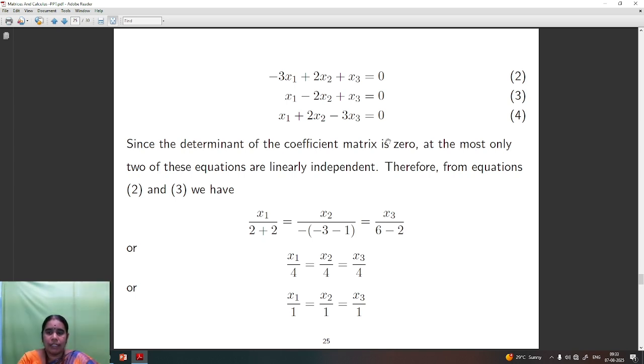In order to find this, we have to solve any 2 equations. So we can choose any 2 equations and solve for x1, x2, x3. By using the cross-multiplication rule, we have the answer as x1 by 1, x2 by 1, x3 by 1, which is nothing but 4. Since by ratios we divide by 4, we have 1, 1 and 1.